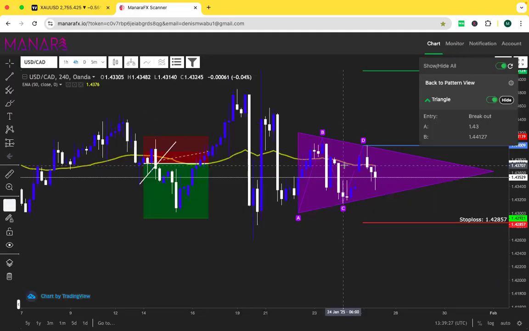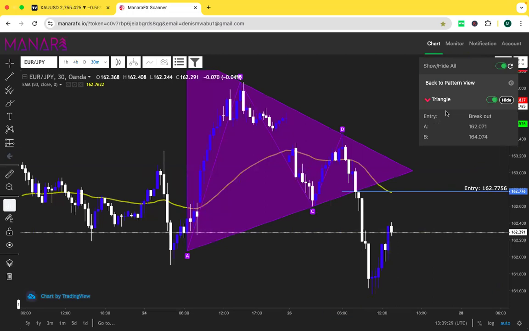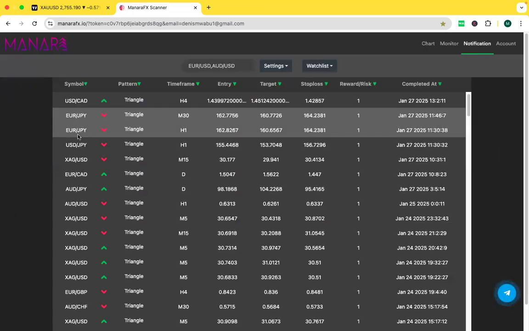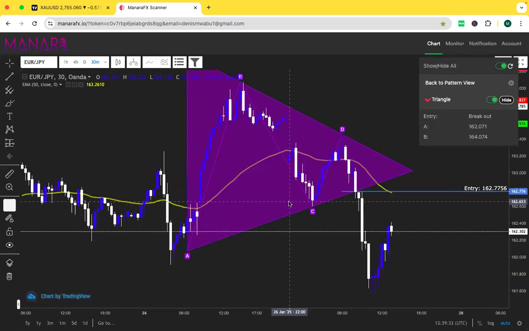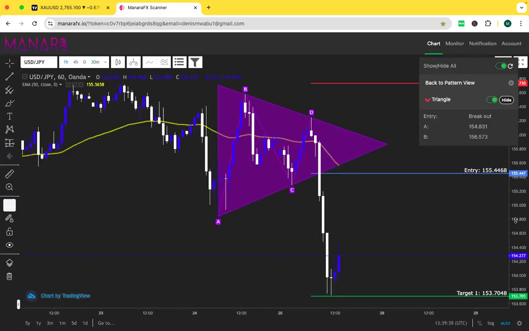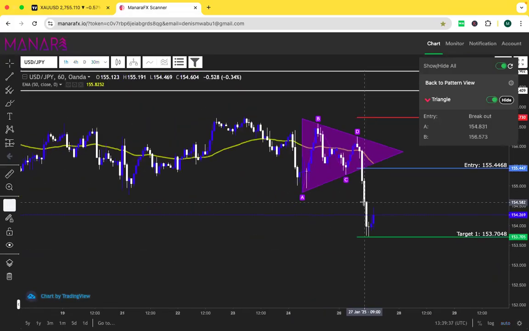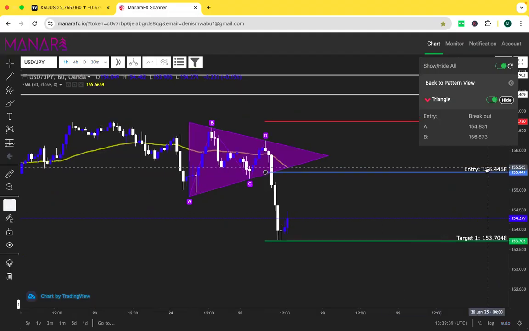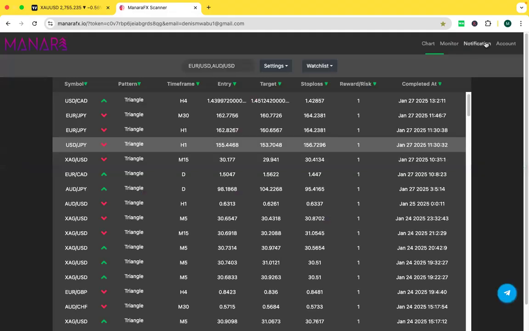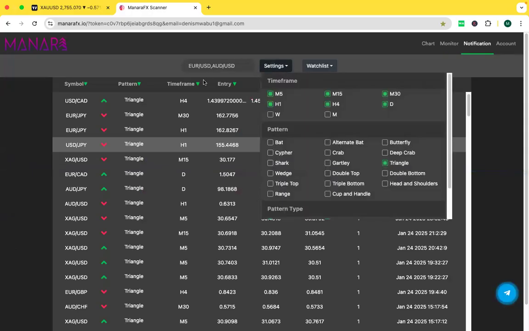We had EURJPY. After EURJPY, we also had USDJPY, which was actually a fantastic trade. So it gives you your entry, it gives you your target, and it gives you your stop loss. So you can fine tune it based on how you want it to be.